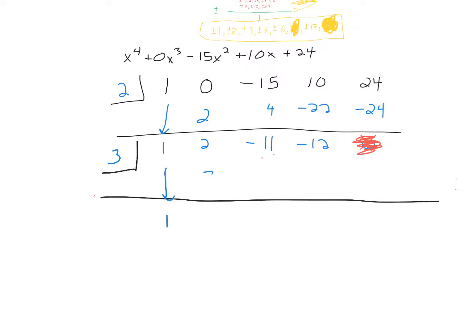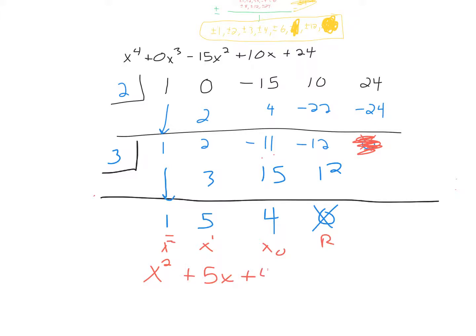So 1 times 3 is 3, so it's a 5. 3 times 5 is 15. Add down, we get a 4. 4 times 3 is 12. Oh, perfect. 0 again. That's what we want. 0 remainder. So now this time, I have it with my 3 pieces: x squared, x to the first, x to the 0, remainder. So now I can take this out as x squared plus 5x plus 4.